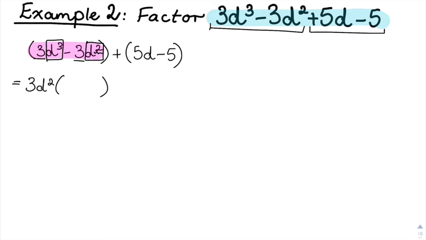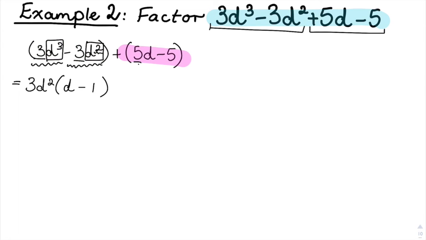I'm going to open up a set of parentheses now. 3d squared times d will give me the 3d cubed, which is my first term. And then I'm just going to subtract 1, as 3d squared times negative 1 would give me the negative 3d squared, which is my second term in that set of parentheses. We've finished factoring that one now, so moving on to the second set of parentheses.